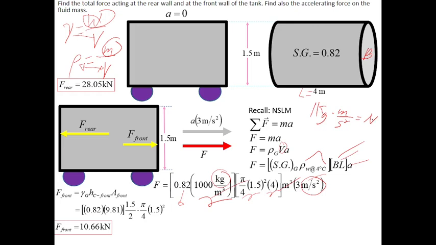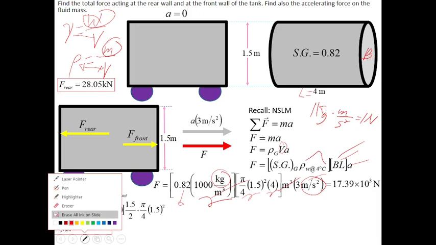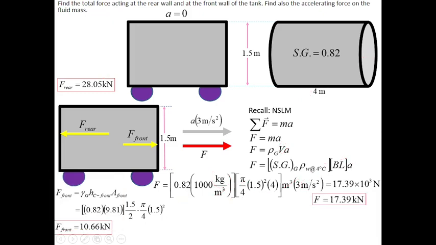1 kilogram meter per second squared, that is 1 Newton. And we have 17.39 times 10 raised to 3 newtons. So we have an answer of 17.39 kilonewtons. So that is our force at the front wall of the tank.